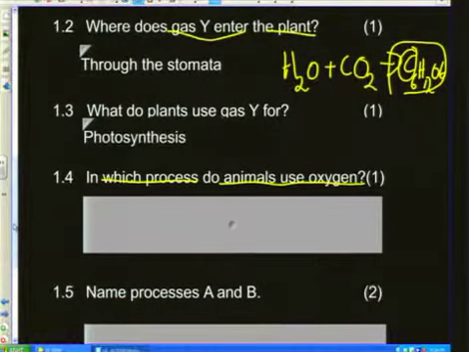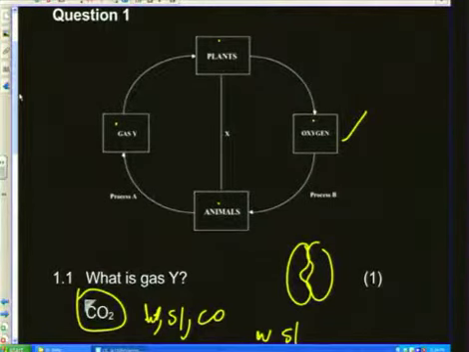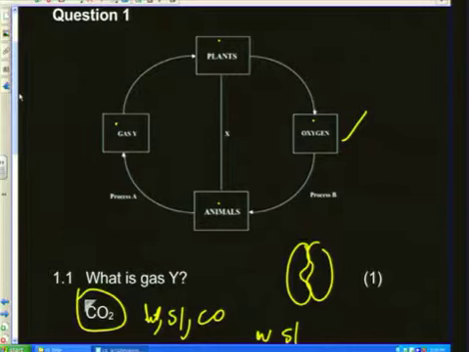In which process do animals use oxygen? Okay, now this is a strange question because it's going to confuse you. I've got plants and they give off oxygen, right? Animals take in the oxygen, right? They give off gas Y, which is carbon dioxide, CO2, right? And the plants take in the CO2. We happy with that?